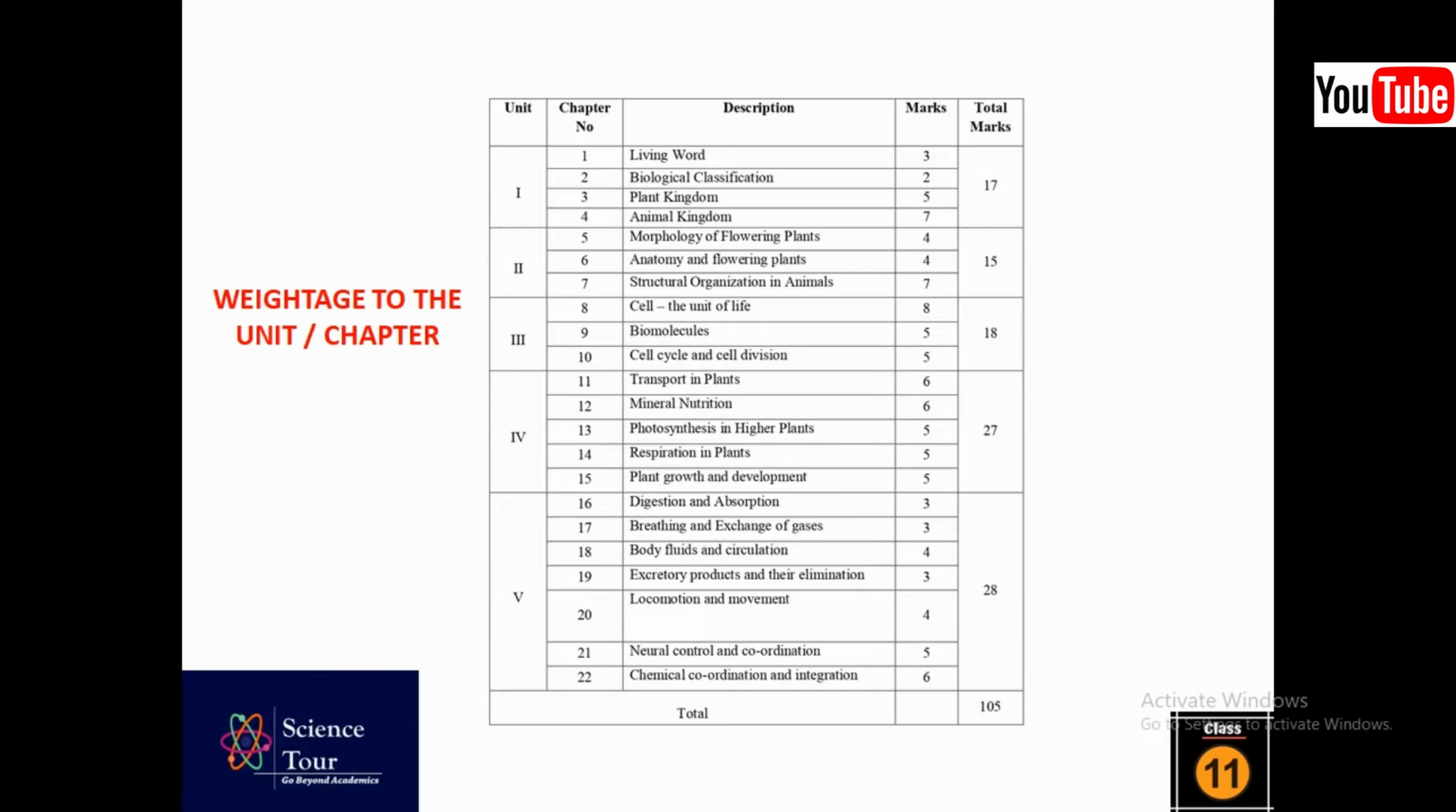Okay. Next comes unit 2, anatomy, first chapter. In that, morphology of flowering plants has 4 marks. That also, one question of 3 marks and one question of 1 mark may come.